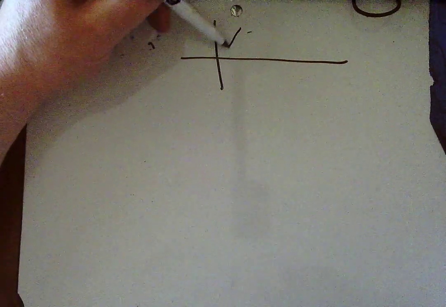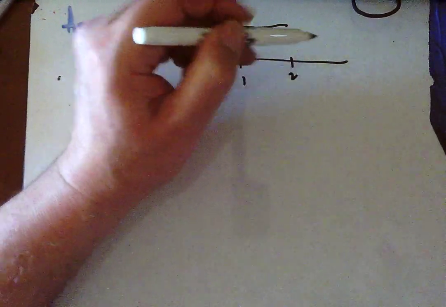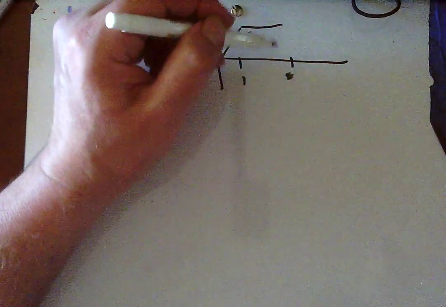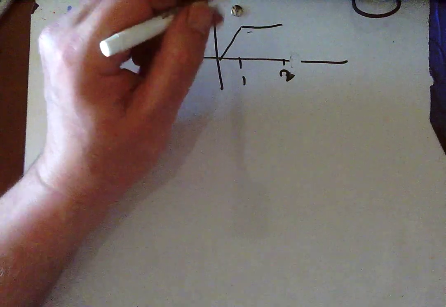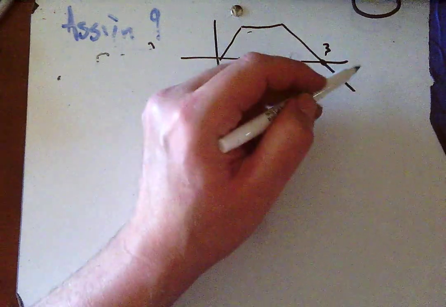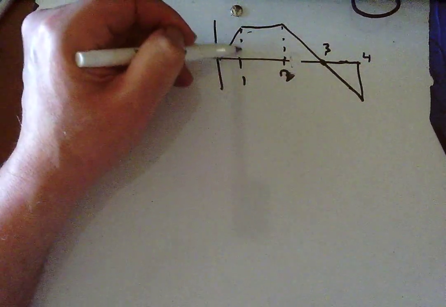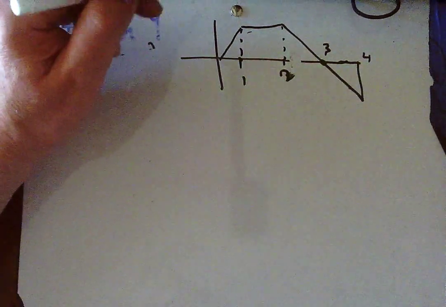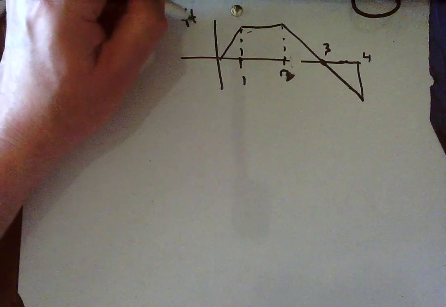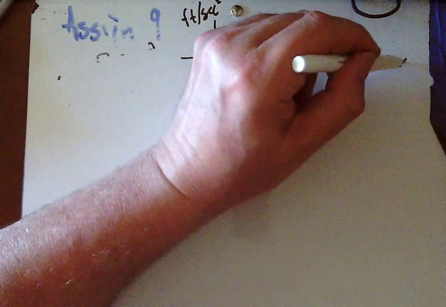All right, next, I'd like to look at this graph and use it for the next few problems. 1, 2, yes, 2, and then we're going down to 3, and we keep going down until we get to 4. Okay. And my units here are feet per second squared. And these are seconds. All right.